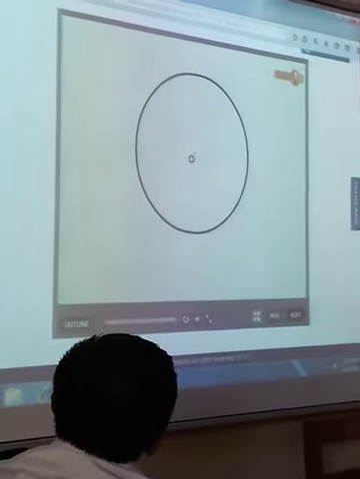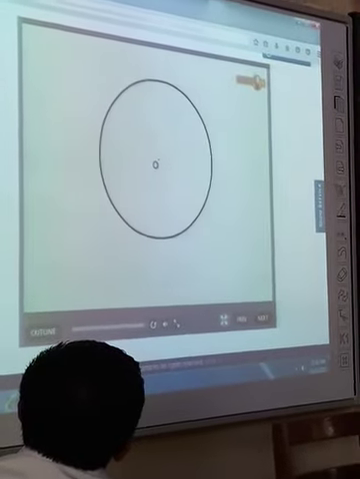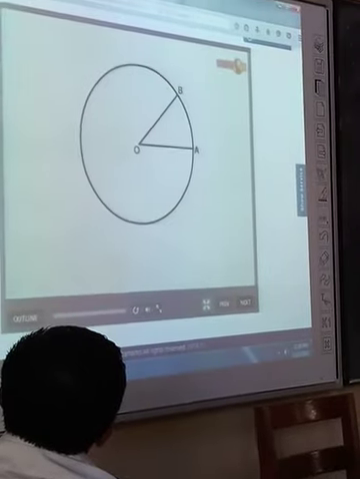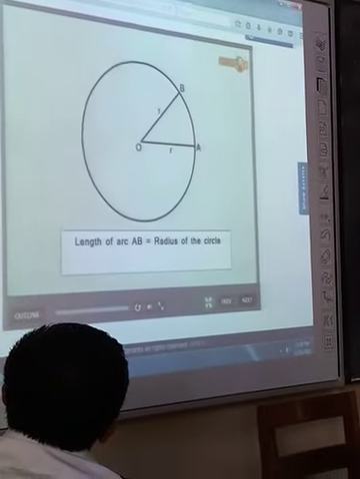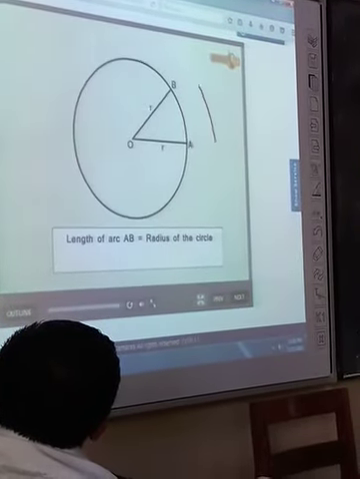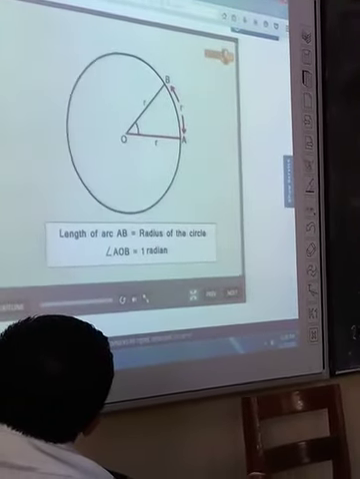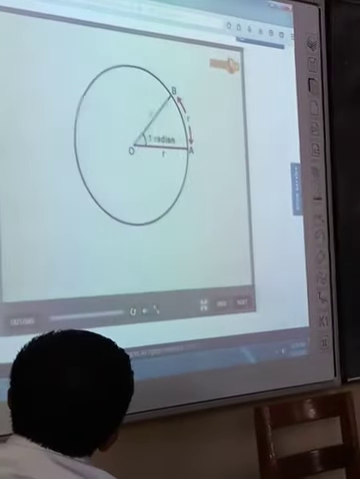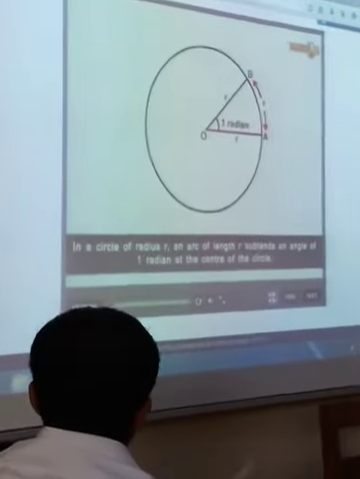Consider a circle with center O and radius r. Now draw two line segments, OA and OB, representing the radius of the circle, such that the length of the arc AB is equal to the radius of the circle. The angle AOB so formed is called the angle of 1 radian. Thus, in a circle of radius r, an arc of length r subtends an angle of 1 radian at the center of the circle.